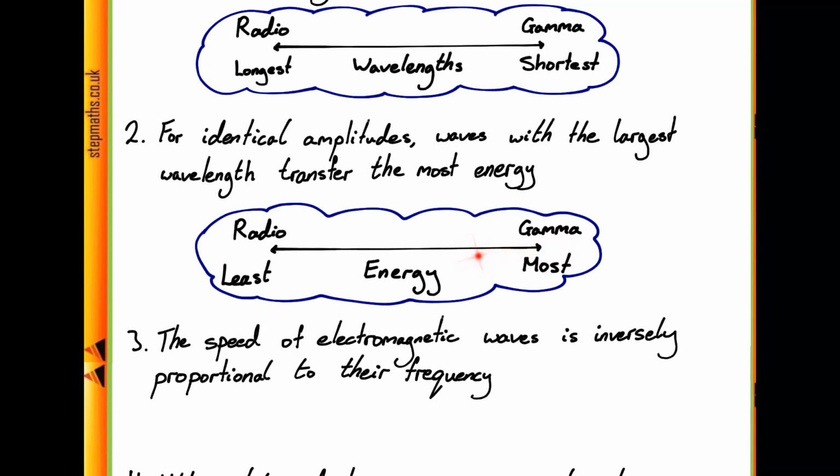Wavelength is actually inversely proportional to energy. So the shorter the wavelength, the bigger the energy. So this is actually going to be false. It's going to be the absolute opposite of this statement: waves with the largest wavelengths transfer the least energy. So this statement is going to be false as well.